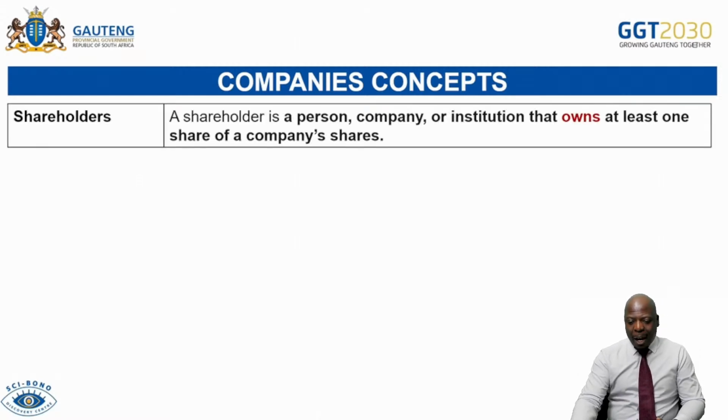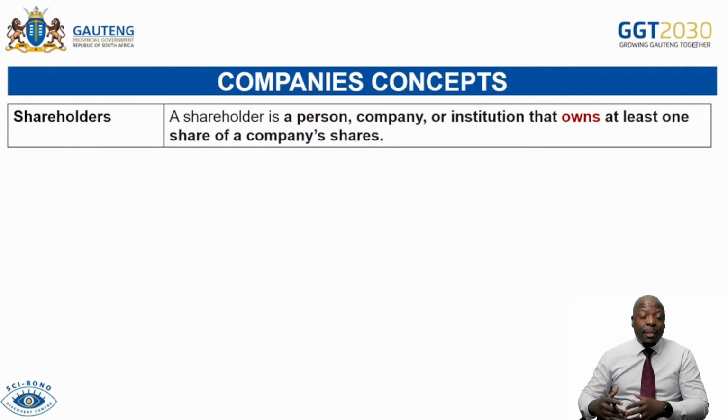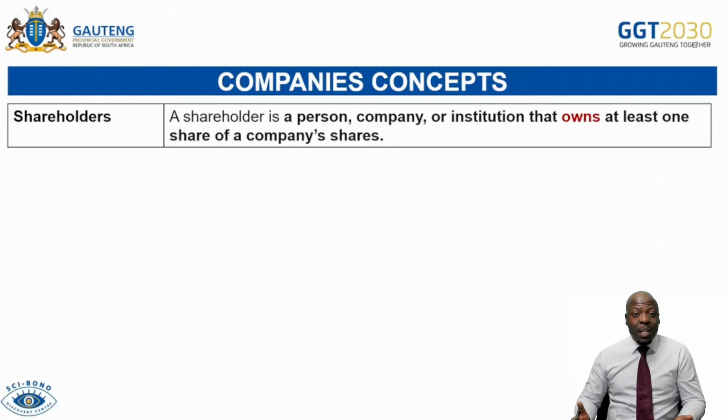So to begin, let's talk about shareholders. What is a shareholder? A shareholder is a person, a company, or an institution that owns at least one share of a company's shares. So you understand that when a company is starting, that company has to be registered. Remember, it begins with the promoters, the people with the idea, and then the company is registered. And once it's registered by the CIPC, the Companies and Intellectual Properties Commission, the company can then issue out shares to the public. And individuals or companies that buy these shares are what we now call shareholders. So this can be a person or a company, even an institution that owns at least one share of a company's shares.